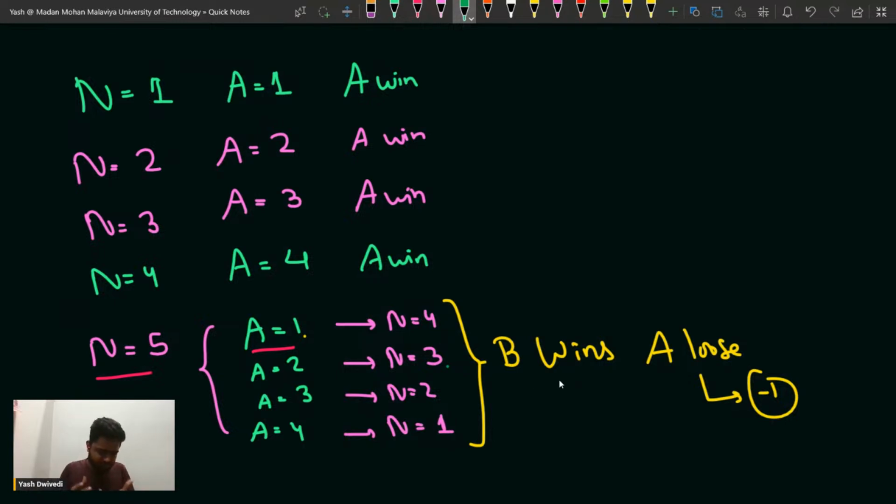Is that clear to you, Vanshika, now? Because these are all winning states. If B gets these values, then B is going to win, because B will either take 4 or take 3. So B will take all the matchsticks, and for A there will be no moves left. Is that clear to all of you? Please tell me. Is this much part clear?